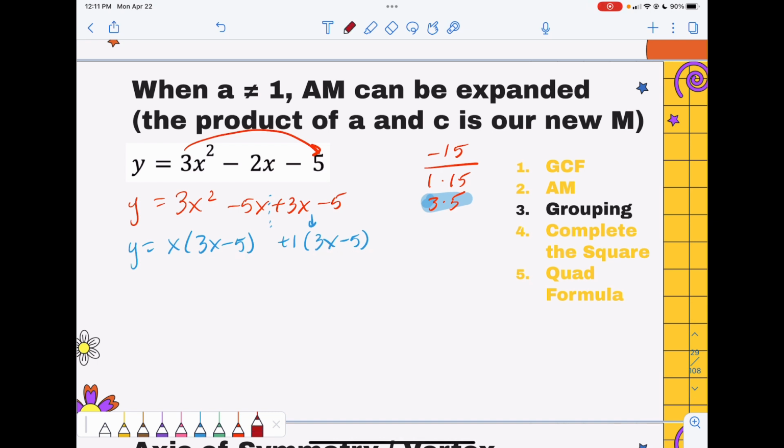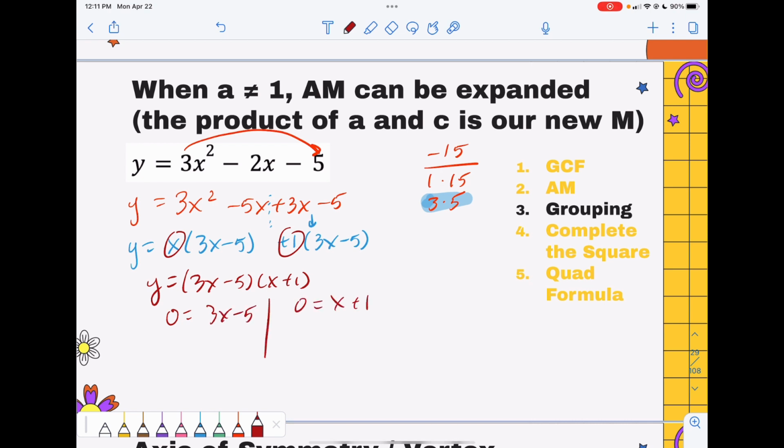It appears on both sides. So 3x minus 5 is what I'm going to pull out. What's left over is x plus 1, and y is equal to this. Now I can use my zero product property. 0 is equal to 3x minus 5. 0 is equal to x plus 1.